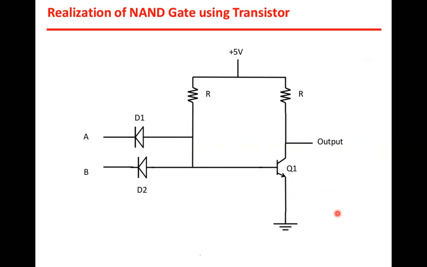Construction of a NAND gate using a transistor and a diode. This is called DTL, diode transistor logic. Earlier we have seen only DDL, diode logic, or TTL, transistor logic. But this is called a diode transistor logic circuit. So this is how the NAND gate is constructed using diodes and a transistor.